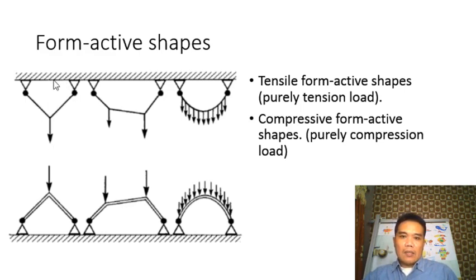If in tensile form, we will have this kind of shape. In the opposite way, we will have this compressive form active shape that came from purely compression on the bottom and tension on the up.